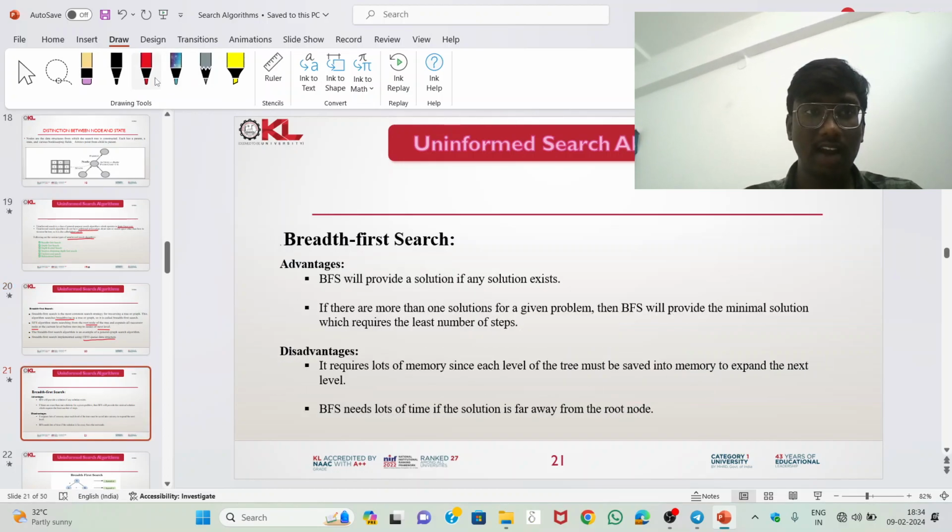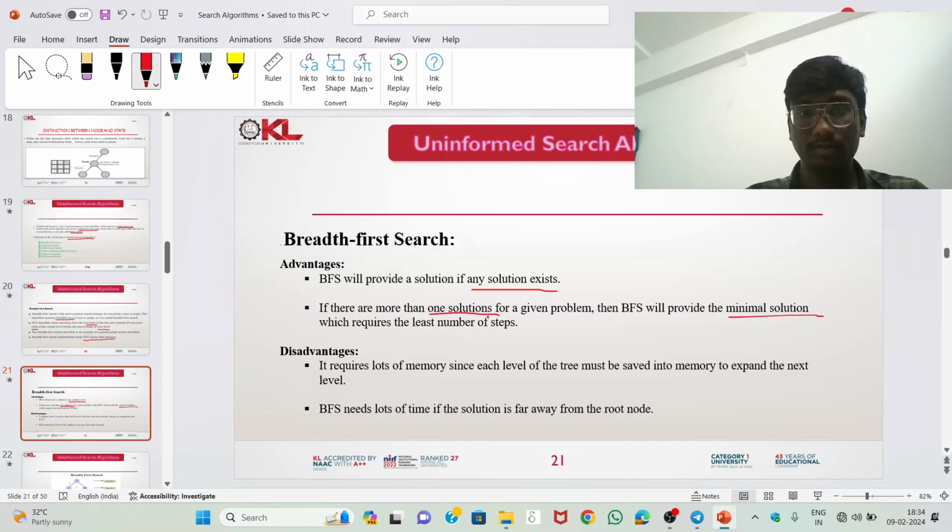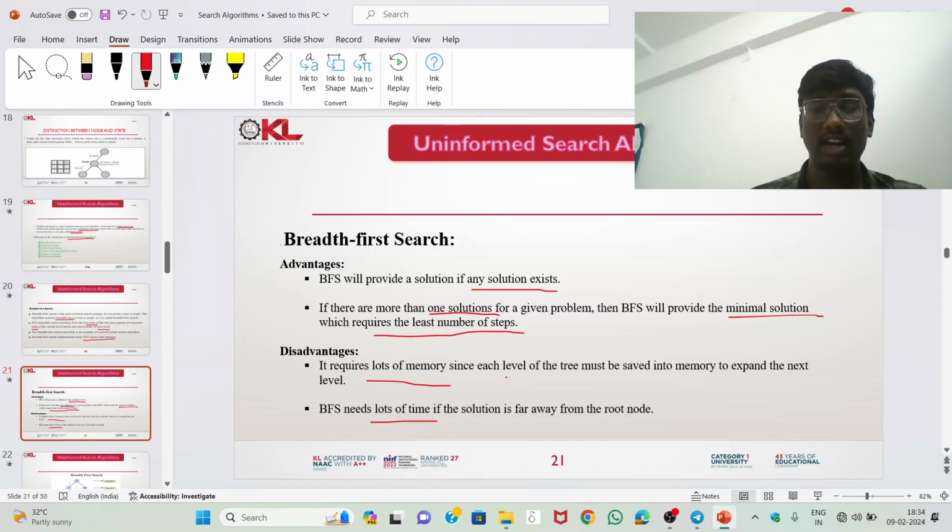Let us discuss the advantages and disadvantages of breadth first search. BFS will provide a solution if any solution exists. If there is more than one solution for a given problem, then BFS will provide the minimal solution, which requires the least number of steps. Disadvantages: it requires a lot of memory and a lot of time because it has to check all the successor nodes at the current level.